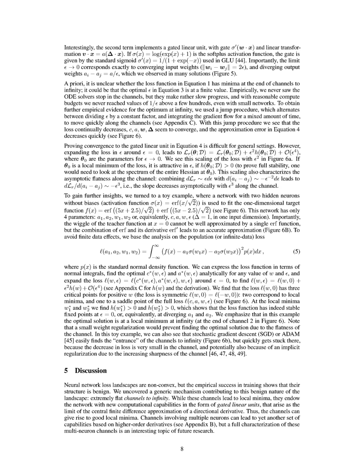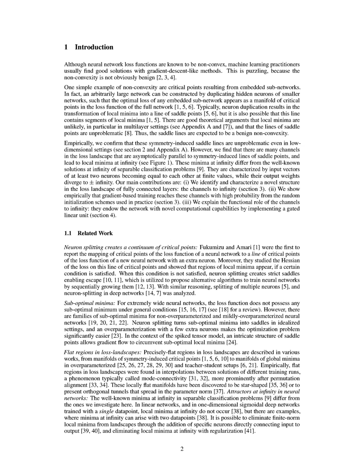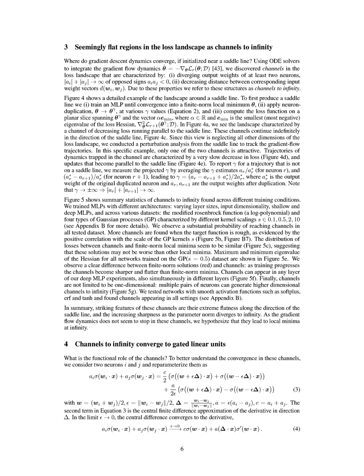A concrete example demonstrating the formation and utilization of channels to infinity during training involves a multi-layer perceptron, MLP, with two neurons. Initially, the network is trained until it converges to a finite norm local minimum. Following this, neuron duplication is applied, creating a saddle line characterized by diverging output weights of the duplicated neurons and decreasing distances between their corresponding input weight vectors. As the training progresses, the gradient descent dynamics often converge into these channels, which are extremely flat along the saddle line, allowing the network to implement a gated linear unit.